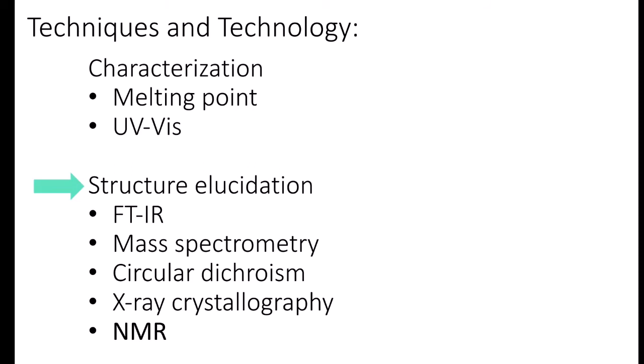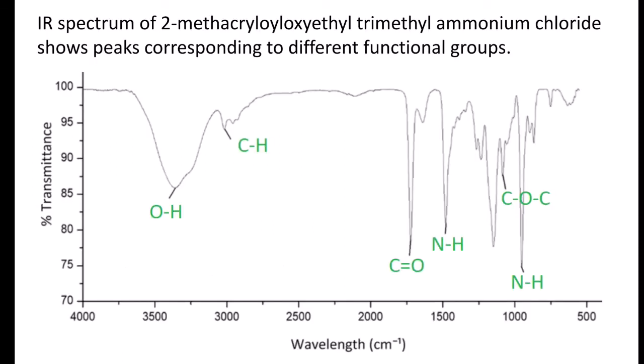But of course, characterization is not enough because most of the important data is in the structure. So let's go to the next techniques for structure elucidation. FTIR. This is Fourier transform infrared spectroscopy. This uses infrared light. Different functional groups will absorb different wavelengths of infrared light. So you will see different peaks depending on the functional groups present.